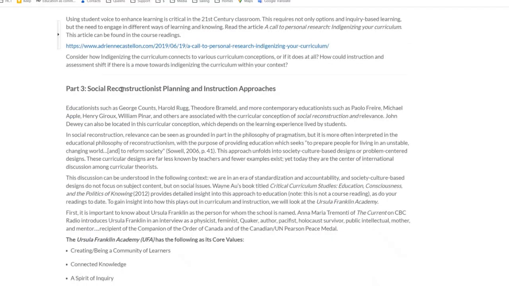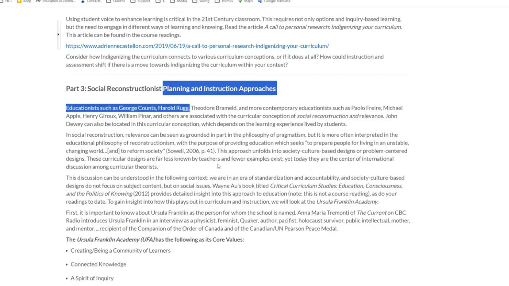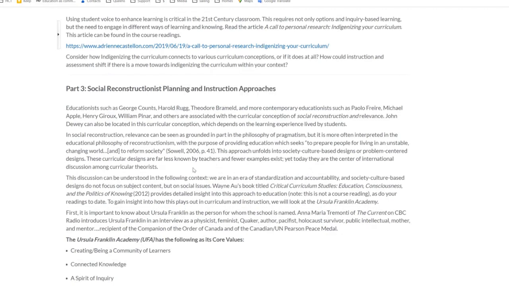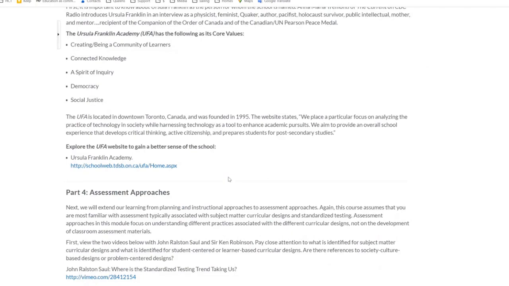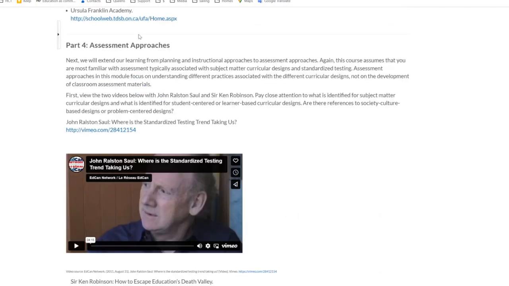Then you're going to look at social reconstructionist planning. So the keyword here is planning and instruction approaches. So there's starting to look more at how do these topics influence our curriculum design, our curriculum planning, whether it's at an individual level in your classroom or whether it's from a curricular development or implementation of a provincial curriculum. Very interesting.